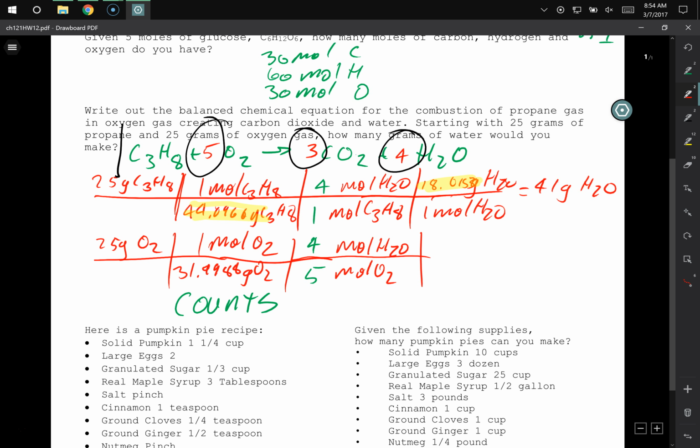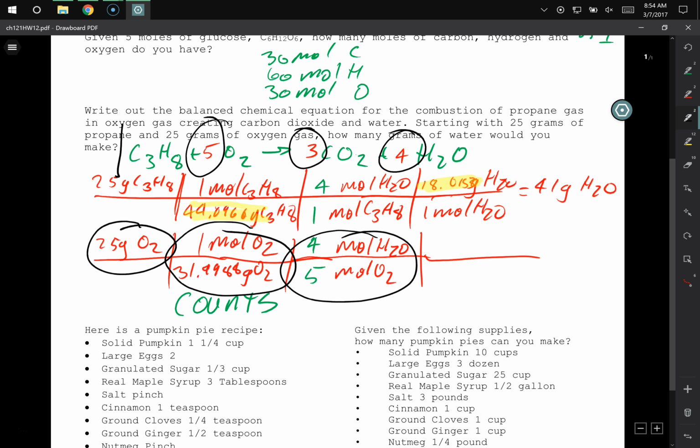So what did this next step do for me? This is the mass I started with. This counted how many oxygen molecules I'm starting with. What is this step doing for me?